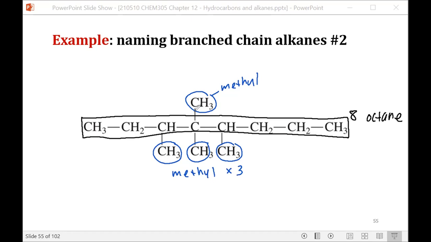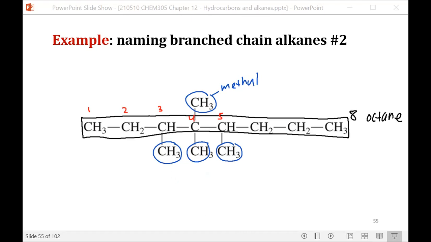Now I need to number it so that my methyl groups are at the lowest number of carbons possible. So I could go 1, 2, 3, 4, 5, 6, 7, 8. And if I go the opposite way, it would be 1, 2, 3, 4, 5, 6, 7, 8. So going from left to right, my methyl groups are at carbons 3, 4, and 5. And if I go from right to left, they're at 4, 5, 6. So the red numbering system is the one that's correct. So let's get rid of orange and keep the red system.